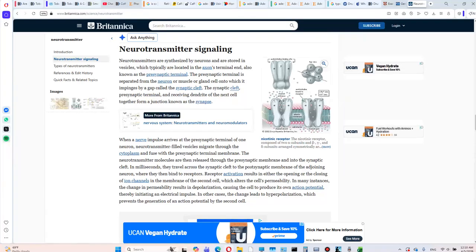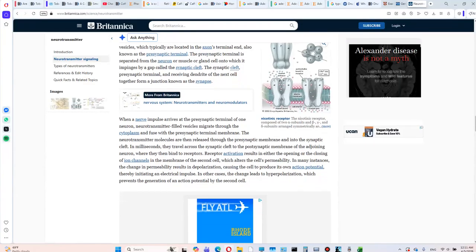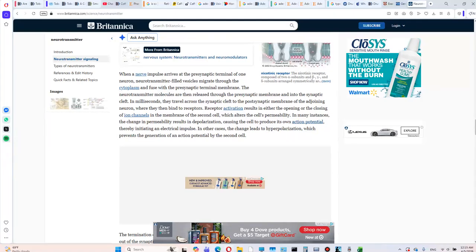In many instances, the change in permeability results in depolarization, causing the cell to produce its own action potential, thereby initiating an electrical impulse. In other cases, the change leads to hyperpolarization, which prevents the generation of an action potential by the second cell. I'm going to just quickly click this section on action potential.